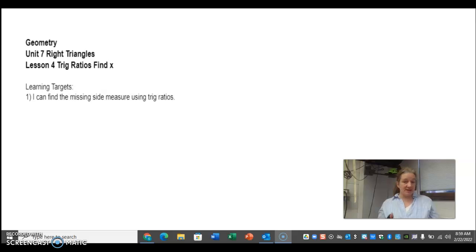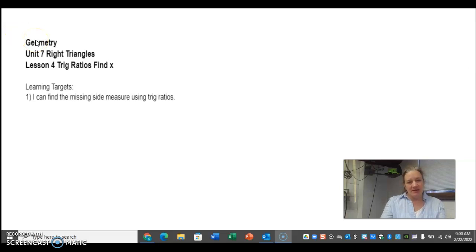When you only know one side and one angle, though, you use those trig ratios that we talked about last lesson. And the trig ratios, sine, cosine, and tangent, those Greeks, they figured this out, right? They figured out our ratios on a right triangle.